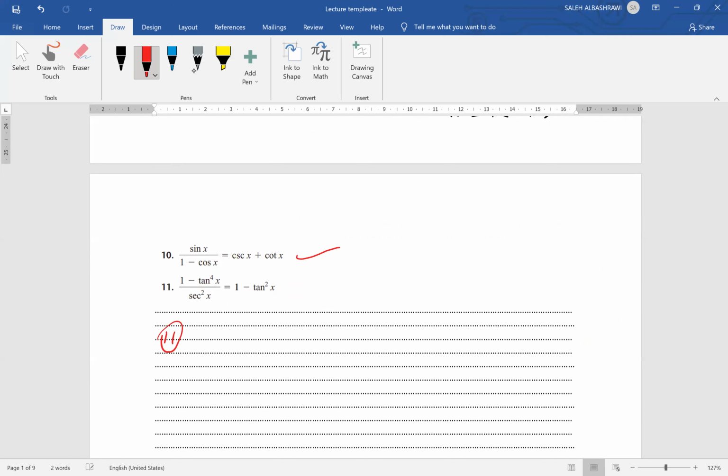I have 1 minus tangent to power 4 x divided by secant square equal to 1 minus tangent square x. So let's take the left-hand side. I have 1 minus tangent to the power 4, over secant square.